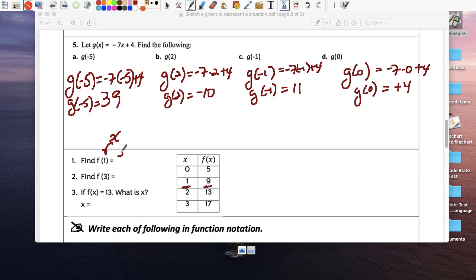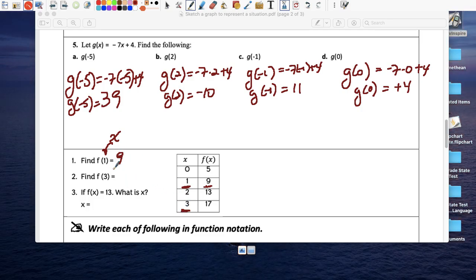You get a 9. f of 3, right? The value of x is 3. What's the value of the function? Well, it's 17. Now here they have it backwards. When f of x is 13, when the value of the function is 13, what is it that we input? What number did we put in here to get 13? Well, obviously that is 2.